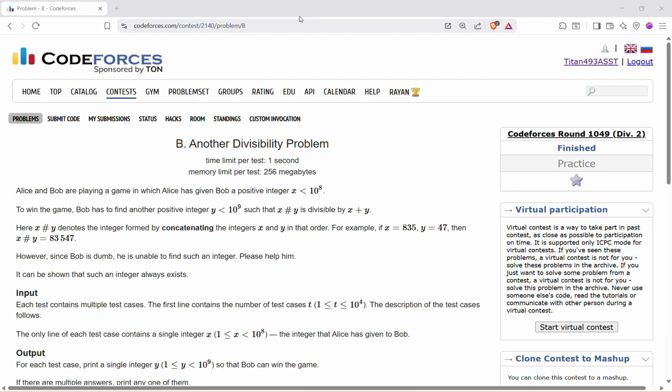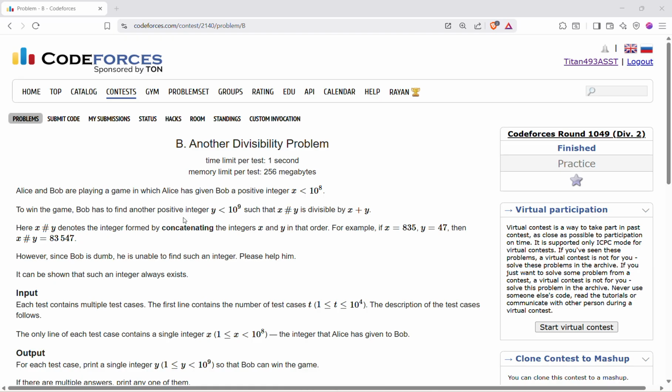So today we will be discussing this problem from a recent Codeforces Division 2 round, and for some reason or the other, many people found this problem interesting and difficult as well. So let's see how we can work it out.